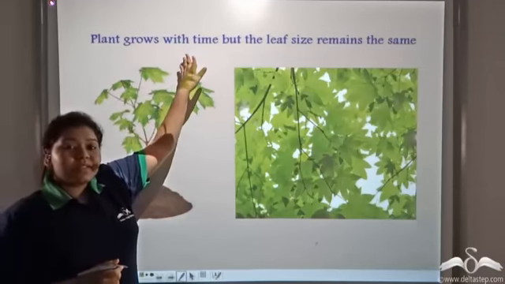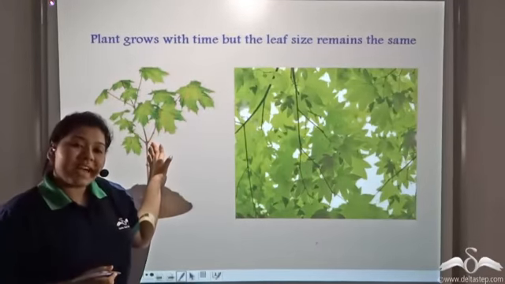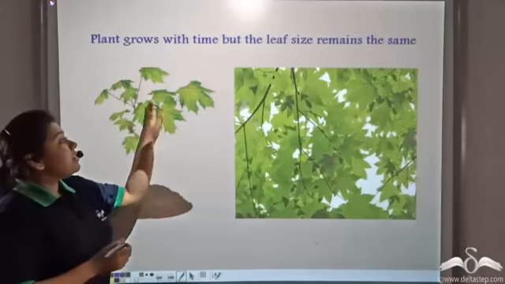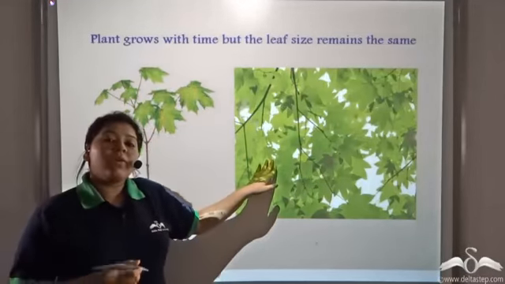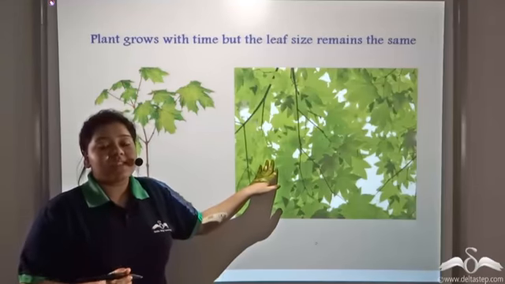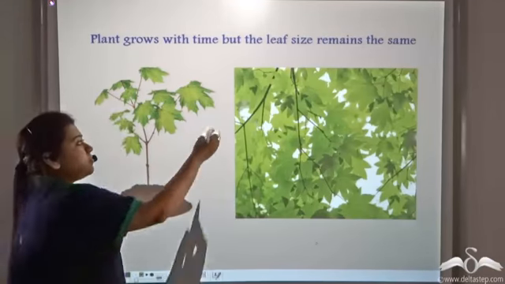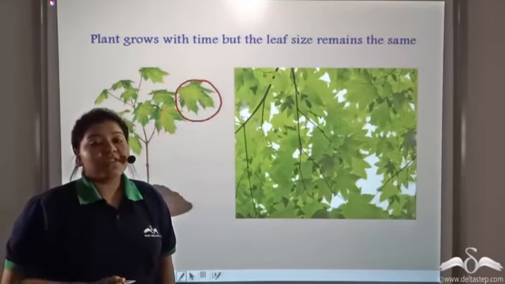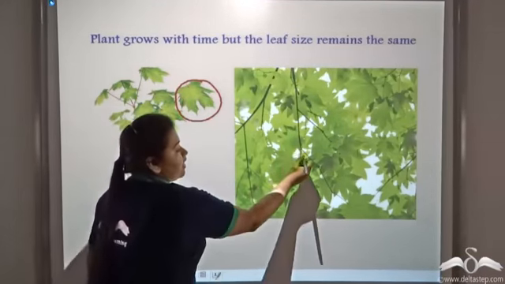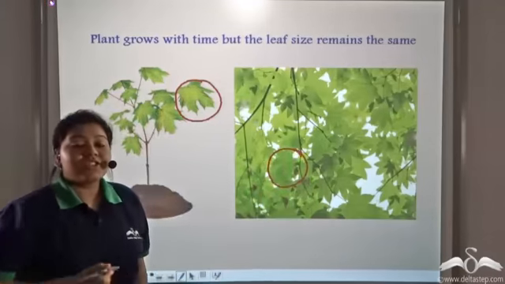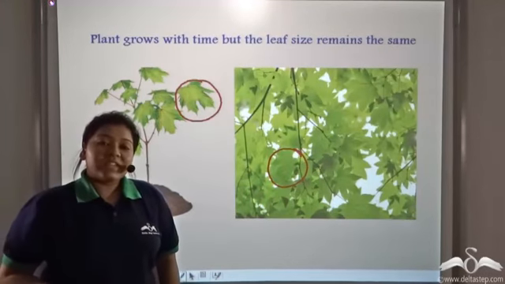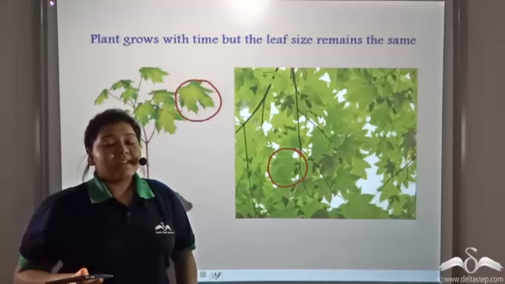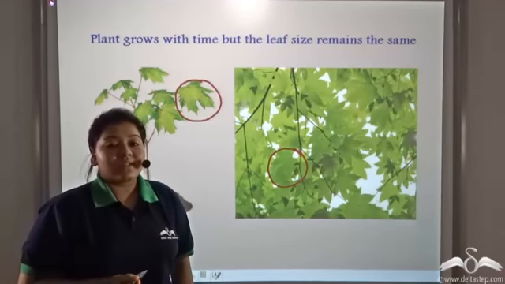A plant grows with time from a small sapling into a huge tree. But see, the leaf sizes remain almost the same in both stages. The maximum leaf size in a sapling is almost of comparable size with the leaf in the large tree. So with the increase in the vertical height or the lateral growth of the tree, the leaf sizes don't increase.